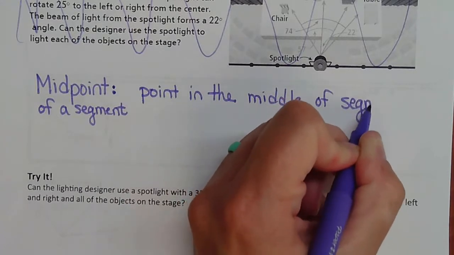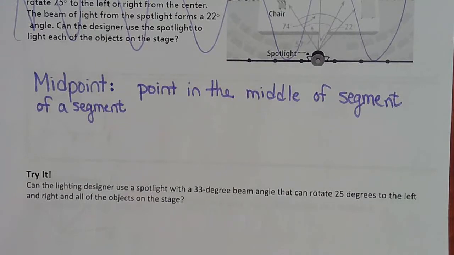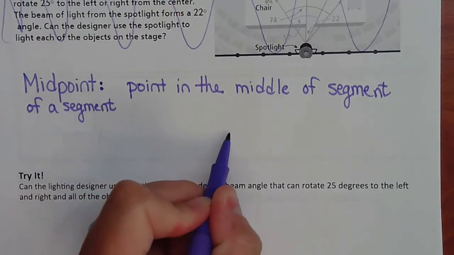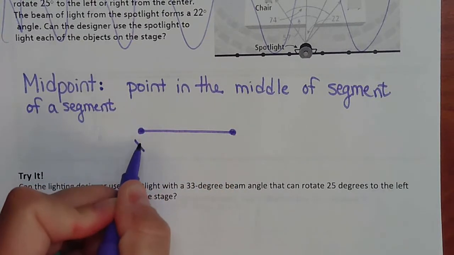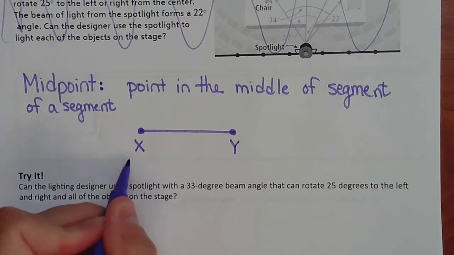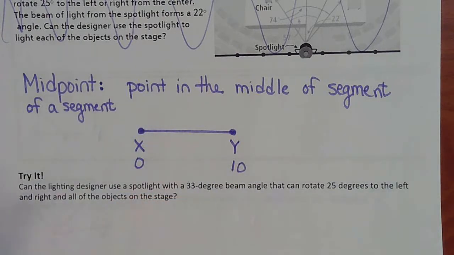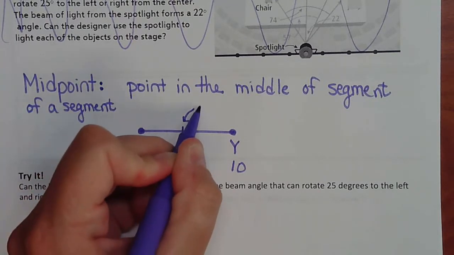And we're going to be doing more with midpoints next week because there is a formula that goes along with it. If they are not nice and straight segments like left and right, up and down, if they're diagonal, we've got to do a little bit more work. So for example, if we had this segment right here, X, Y, and if X is at 0 on a number line and Y is at 10, where would the midpoint be? At 5. So this would be considered the midpoint.